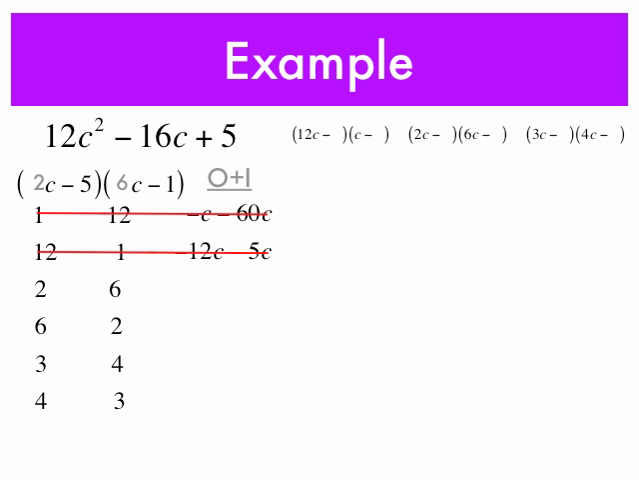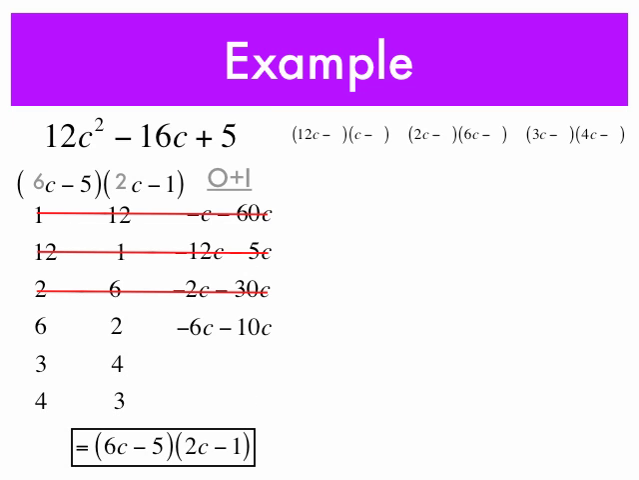How about 2 and 6? Outside is negative 2c. Inside is negative 30c. Nope, not even close. How about 6 and 2? Outside is negative 6c. Inside is negative 10c. And I've got it. That gives me negative 16c. So that is my answer. Okay, let's go on to the next example.